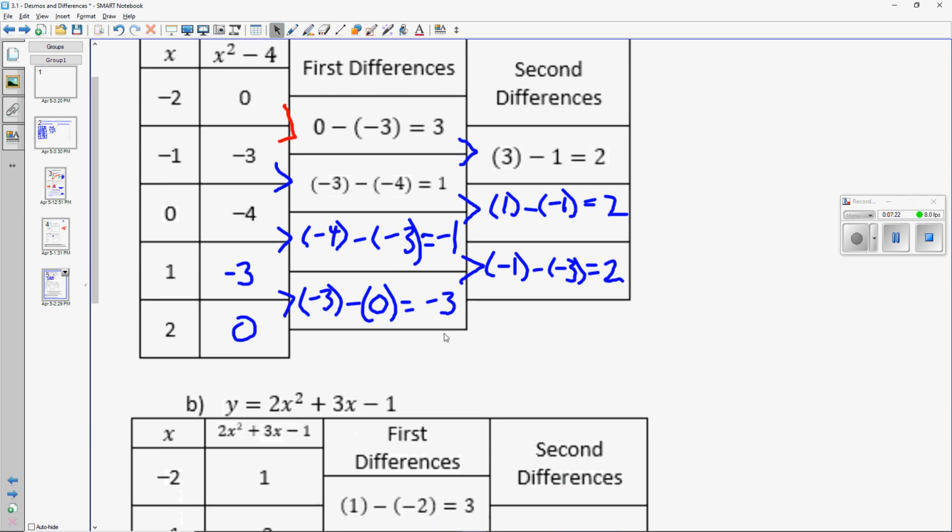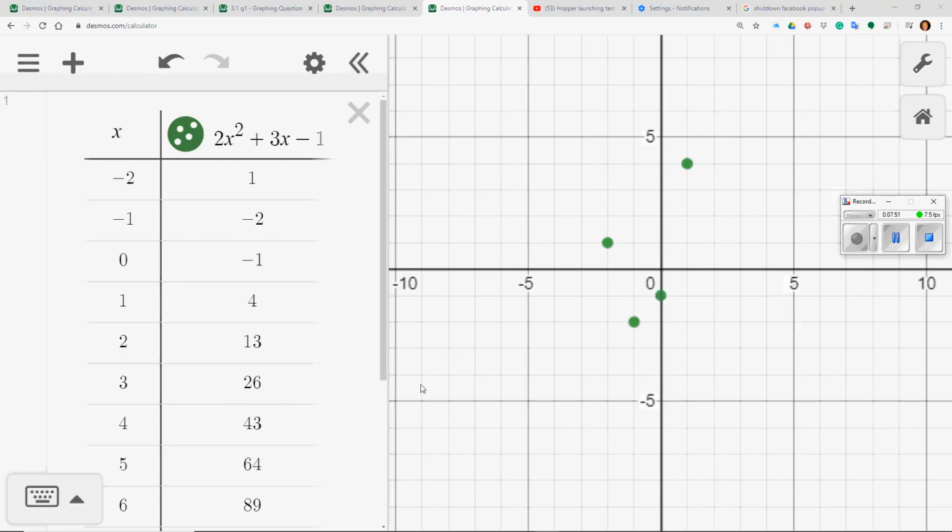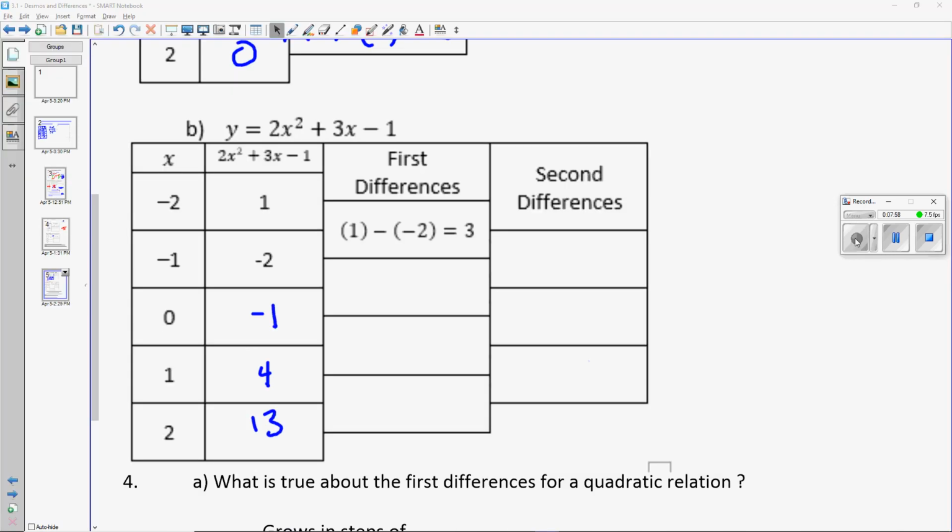Okay, let's take a look at our next problem. Now we have y is equal to 2x squared plus 3x minus 1. What I want you to do, take a moment and calculate the y values using Desmos. Then we'll do the first difference. By punching this in the calculator, you're going to see something like this. And now we'll just fill in our information for our chart. So that's what we get for our first column.